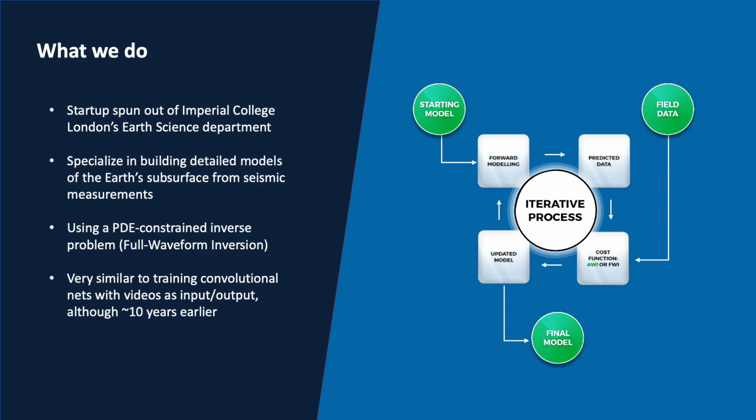Usually when I'm trying to explain it, especially to younger people, I try to use the analogy of training a convolutional network with videos as input and output. It's about the same kind of data volume that would be involved, with the same amount of parameters. Although full waveform inversion, of course, came about 10 years earlier than any of the video convolutional neural networks. So it's been around for quite a while and predates a lot of the modern machine learning frameworks and lingo.